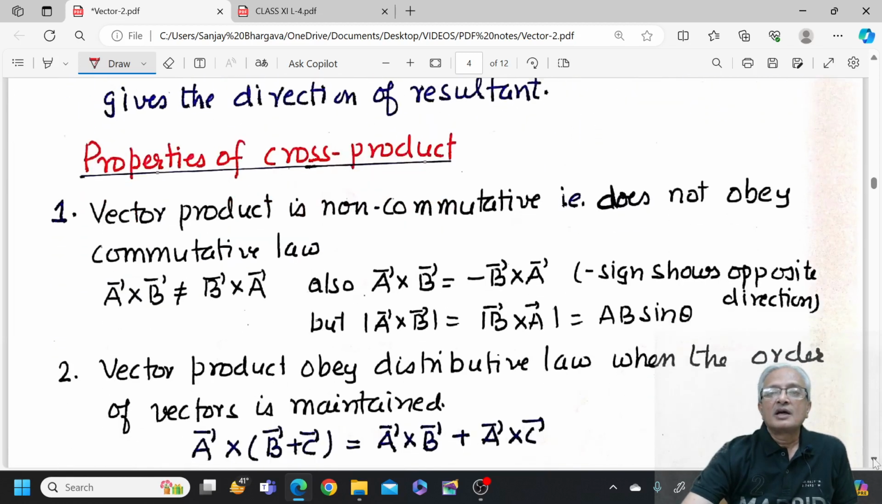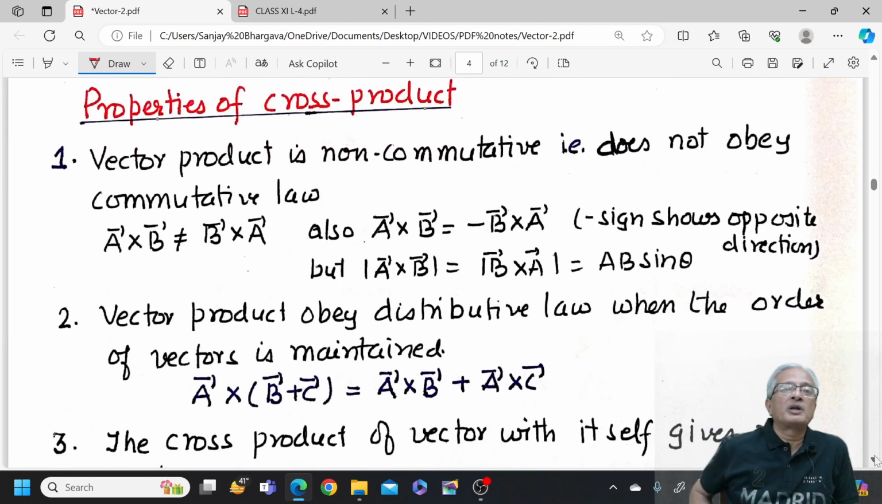Now let us understand some important properties of the cross product. I hope you all have understood how to determine the direction of the resultant. It can be done either with the help of the right hand screw rule or with the help of the right hand thumb rule. Now what are the properties of the cross product? The first property says the vector product is non-commutative. That means it does not obey the commutative law.